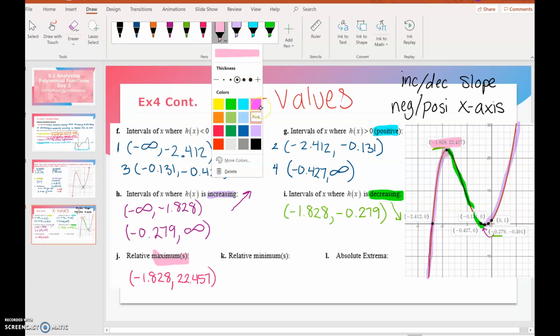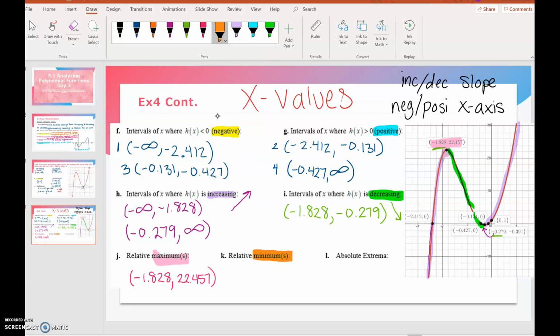So let's see, what colors have we not done? We haven't done orange yet. So relative minimum: this one goes on forever down below. This one is a small point, a low point. And again, that was this point here. And that seems to be all of them. So let's write that one. Negative 0.279, comma, negative 0.391. Okay, so that's our relative minimum.